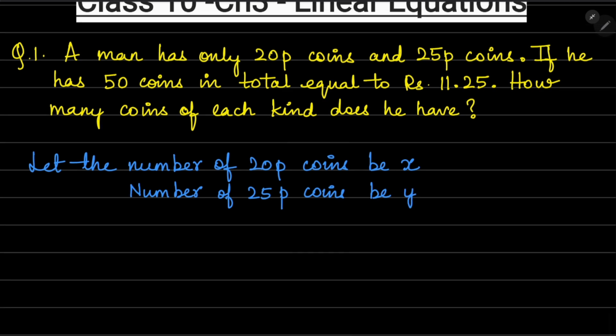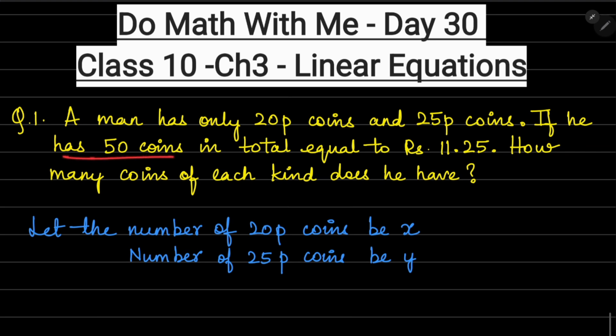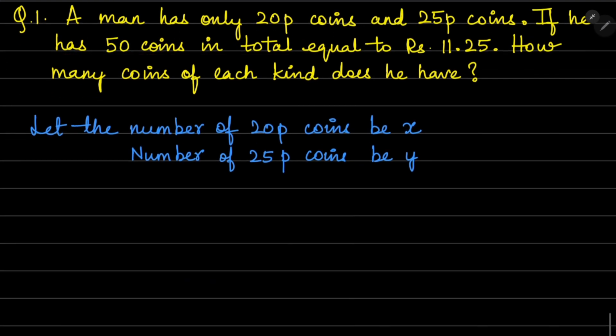Now what is given here? He has 50 coins in total. That means the sum of x and y, x plus y, is equal to how many coins does he have? 50. So x plus y equal to 50. This is equation 1.